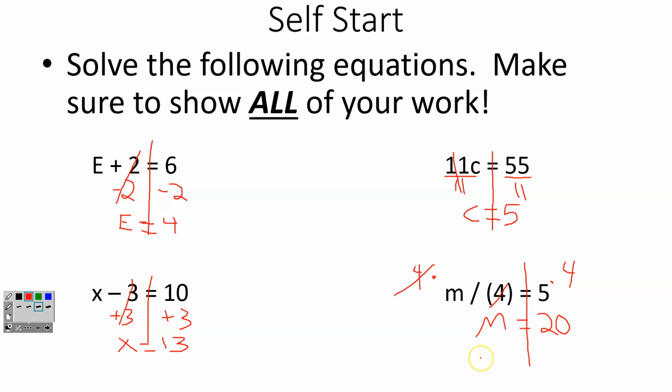Now the key thing to remember is that you can plug your answer back into your equation just to make sure you've done it correctly. So if I plug 4 in for e, that would give me 4 plus 2, which does equal 6. 11 times 5 gives me 55. 13 minus 3 gives me 10. And 20 divided by 4 gives me 5. So all of my answers are correct.